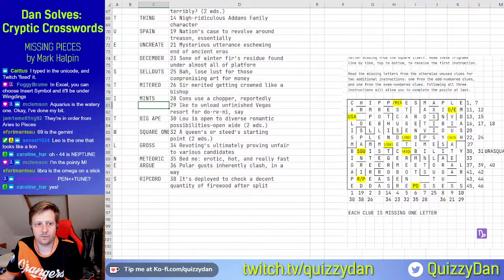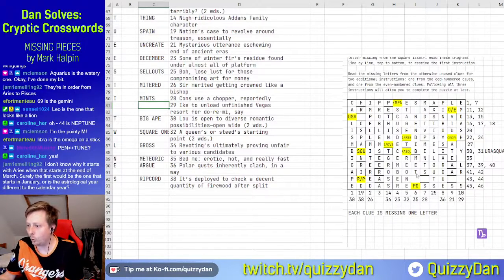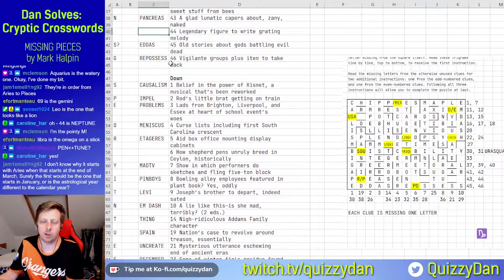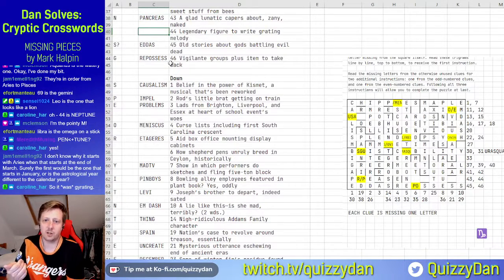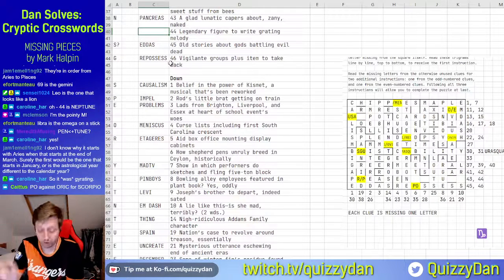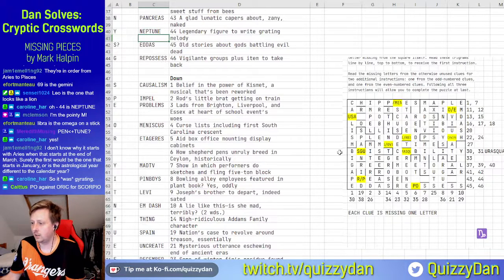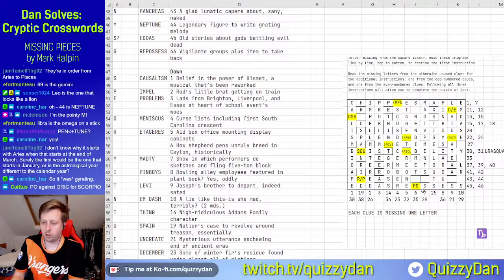Neptune. For 44 across, legendary figure, so that would be Neptune. To write is to pen, backwards. Gyrating, which would be the flip. So I'm assuming that is a Y. That becomes Neptune. Good work.